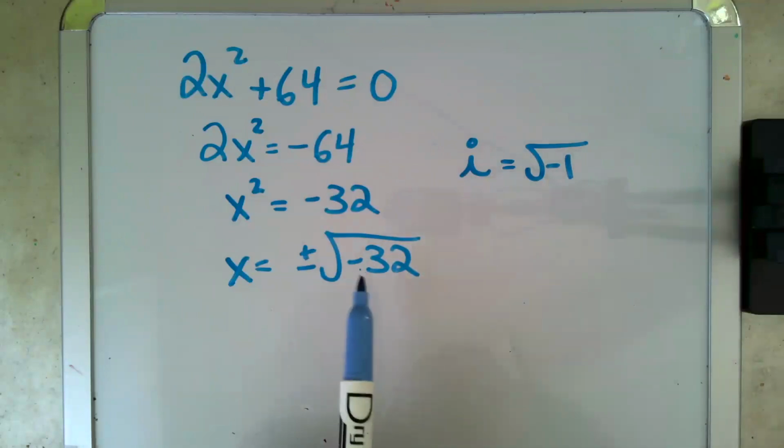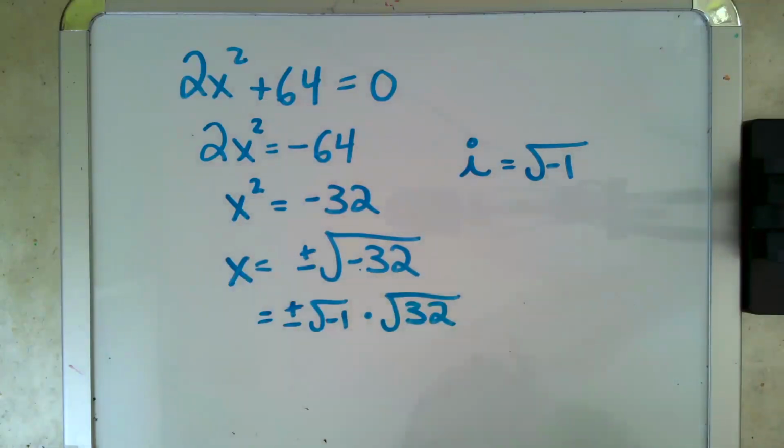So from here, I'm going to separate this. The square root of negative 1 times the square root of 32. And now I'm going to take a look at what's under my square root. Again, if you're not great at working with square roots, go check out this video, then come back.